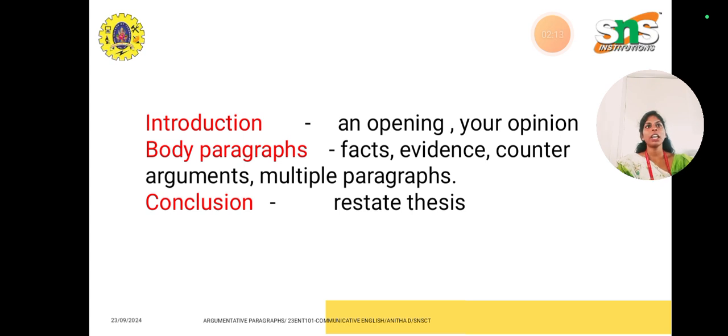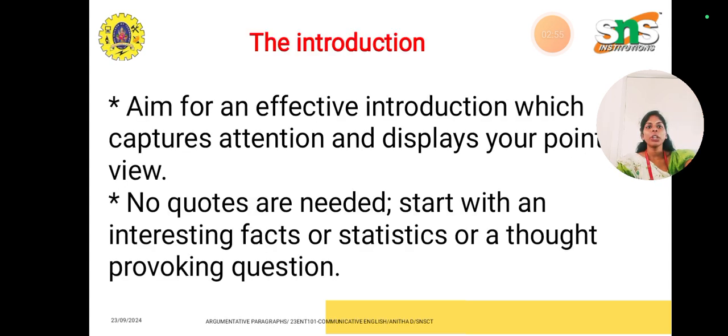So, argumentative writing at college level. At university, the vast majority of essays or papers you write will involve some form of argument. So we have to go with an introduction, which means an opening, where you have to start strong with what your opinion is. The body paragraphs should be facts, or you can put the evidence in those paragraphs, or else counter arguments, and you can use multiple paragraphs. And the conclusion restates the thesis. So again, you have to go with the evidence or statements which you have provided already. You have to be strong in it.